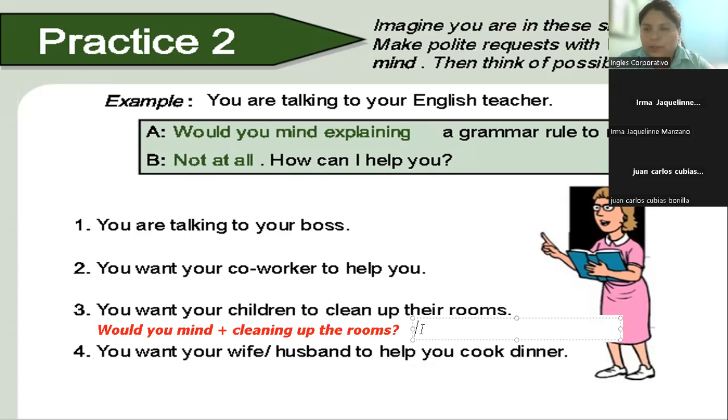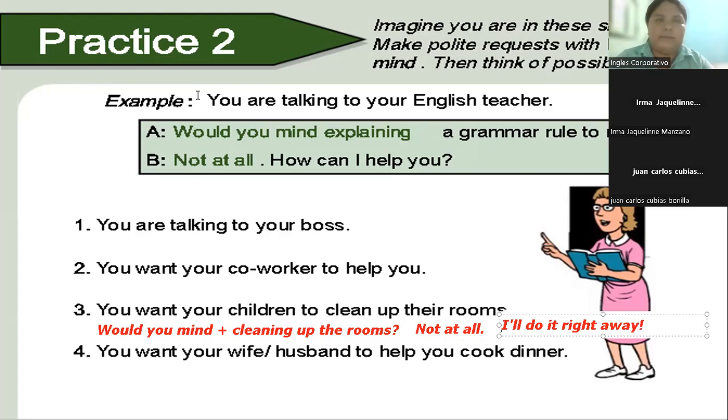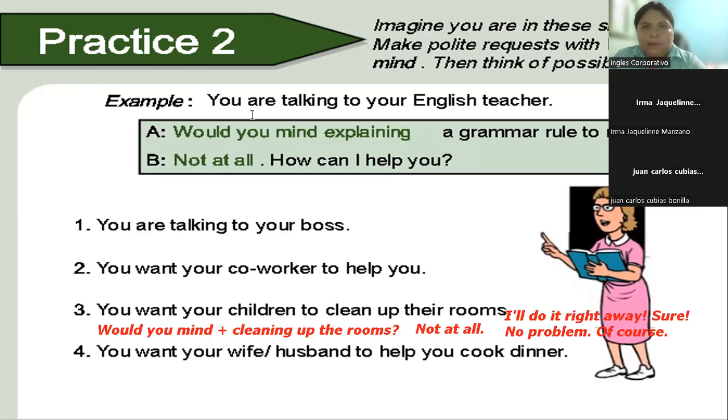And what's a possible answer that you have for that question? Not at all. Okay, not at all. Or you can also say, I'll do it right away. So it means, sure. Sure. No problem. Of course. So you see? So these are some possible replies. Okay, thanks, guys. So I'll leave you in a second. I'm gonna check a second group, okay?